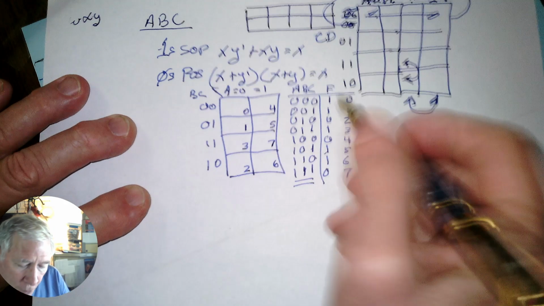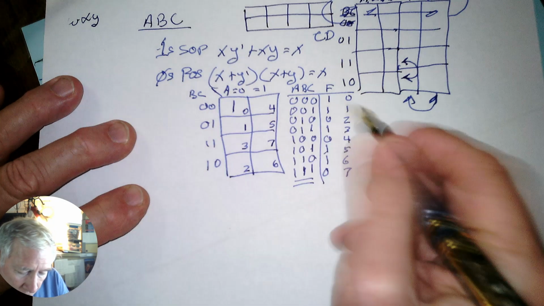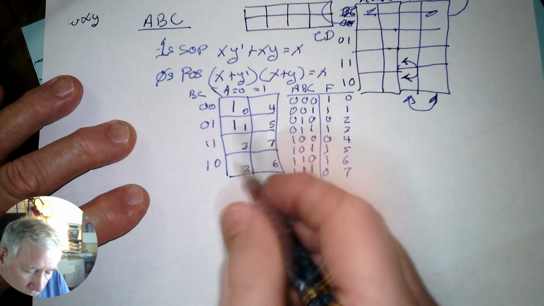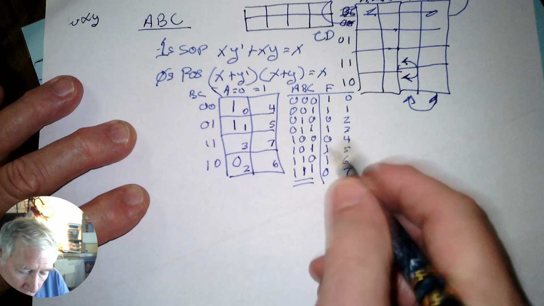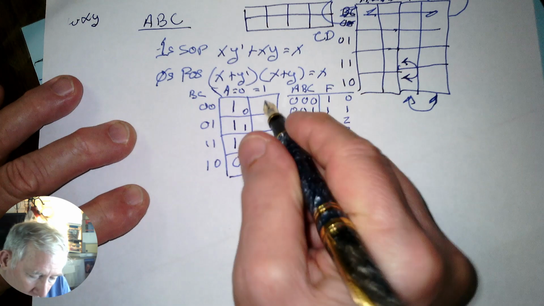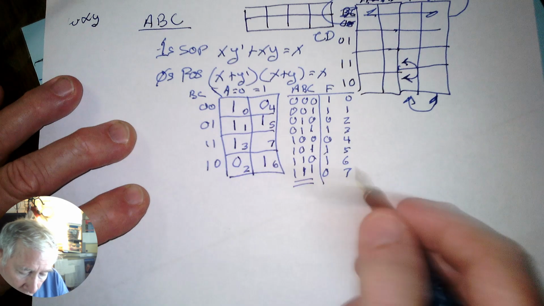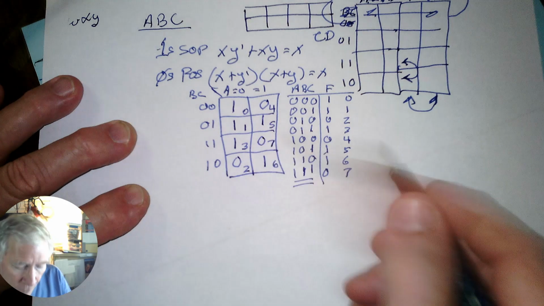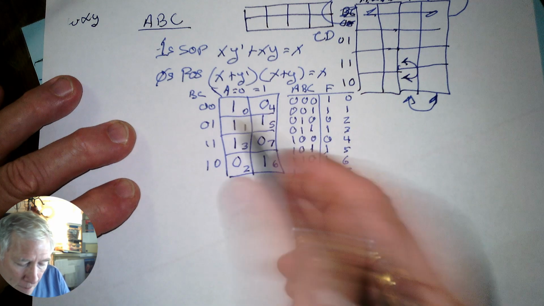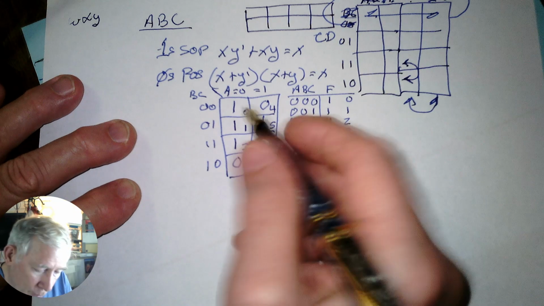So when I copy these over, I make sure I get them in the right box. So 1 goes here, because that's box 0. 1 goes here, because that's box 1. 0 goes in 2, so I'll put a 0 down there. And then a 1 goes in 3, and then a 0 in 4, and a 1 in 5, a 1 in 6 down here, and a 0 in 7. So that's my final K-map. I have some 1s and 0s.